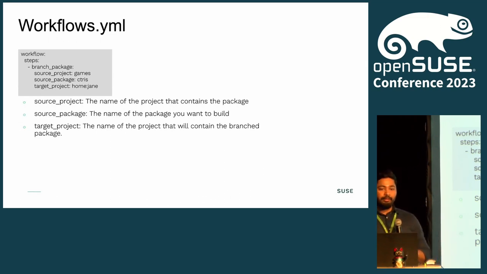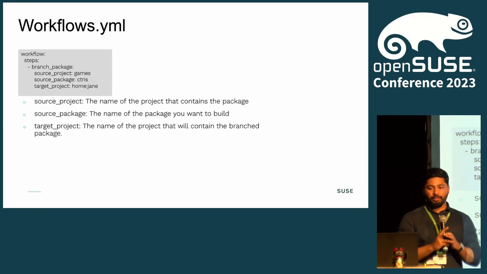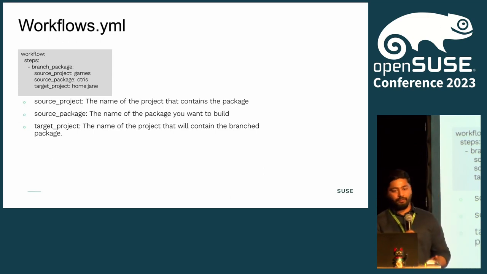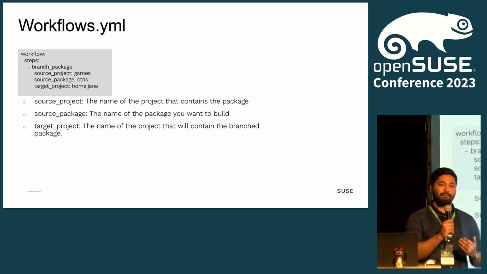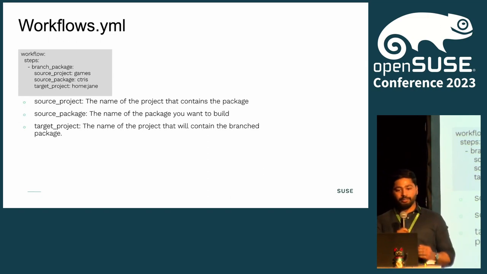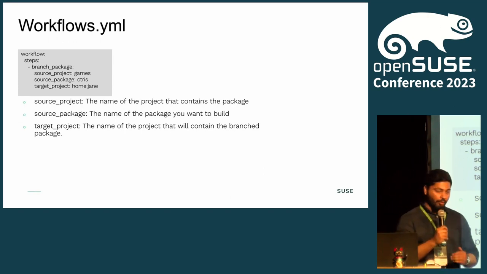In this definition, the workflow says to look for a package inside the project games, because on OBS we have multiple projects, and in each project, we have multiple packages. So it is looking for the Citrus package inside the project games, and it's going to branch it inside another project, home chain. At the end, we are expecting home chain to contain this Citrus package.